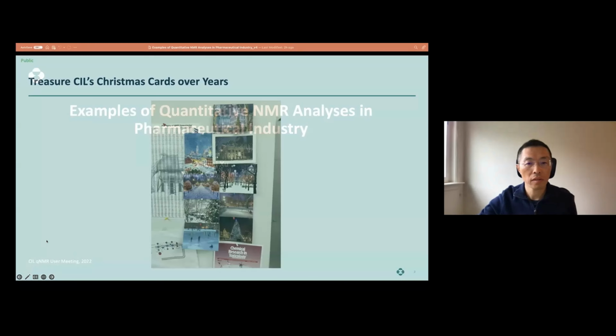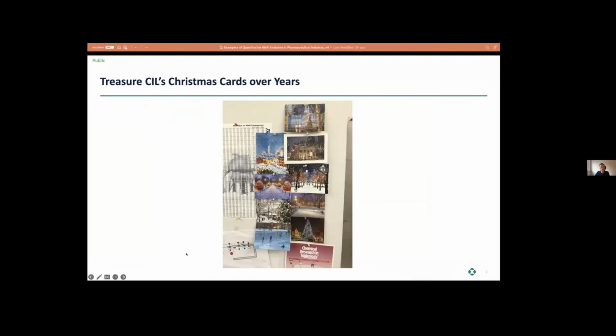Thank you. So I think first I would say that I really appreciate and have a long, close interaction with CIL because we get isotope labeled chemical small metabolites for trace analysis and also the solvents. And I always treasure the year-end Christmas cards in my office. It's been more than 10 years.